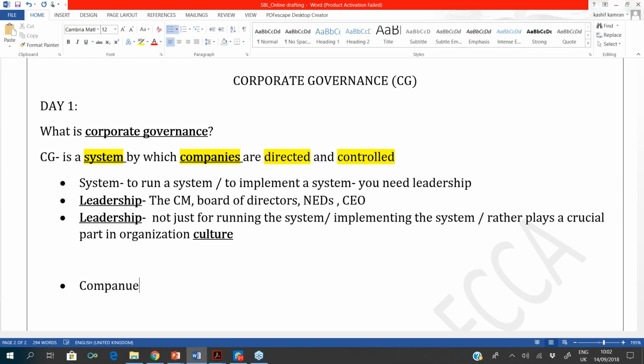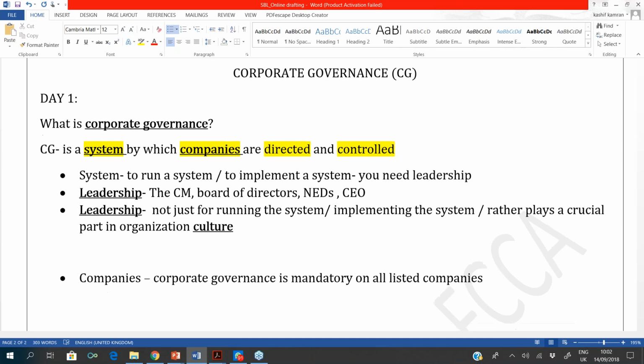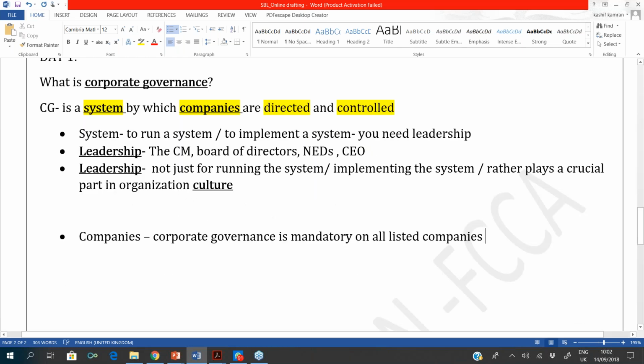Which companies are directed? And the corporate governance says the corporate governance is mandatory on all listed companies. Which companies? Corporate governance is mandatory on all listed companies, and all listed companies are known as outsider system. Please remember this jargon for the future classes.